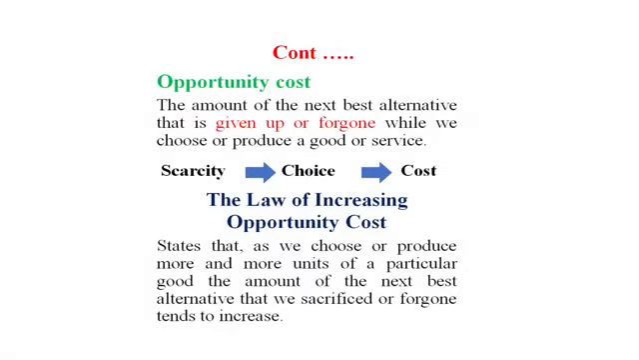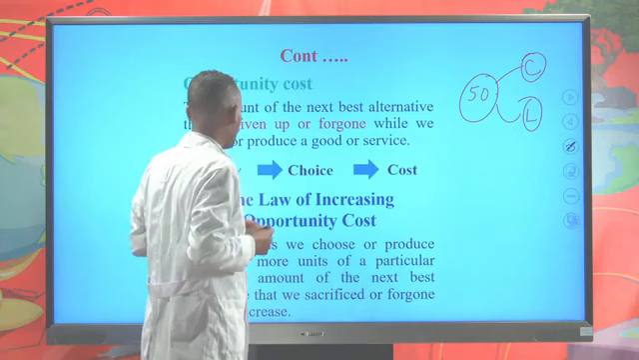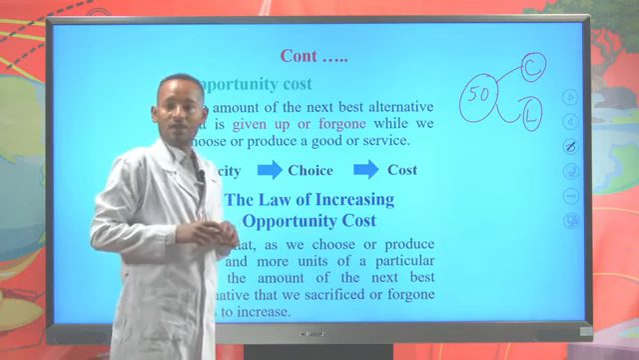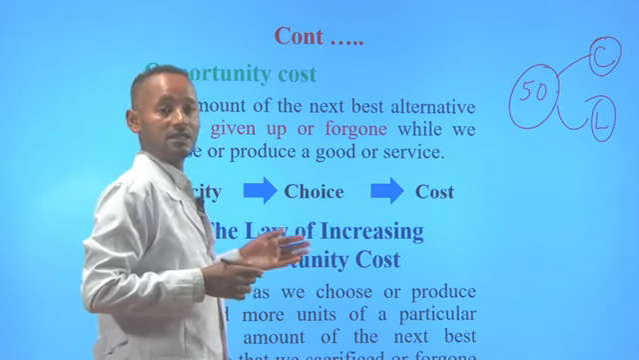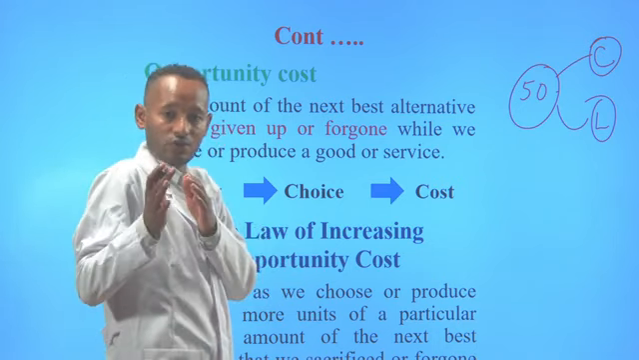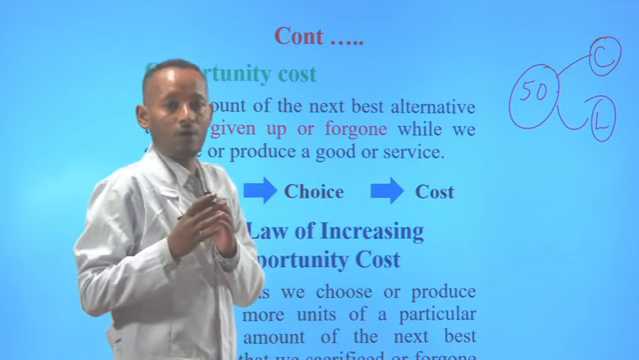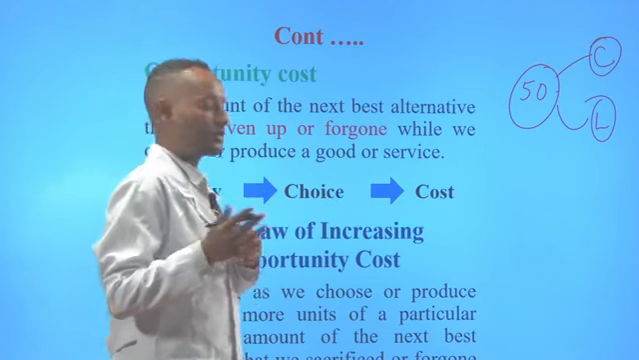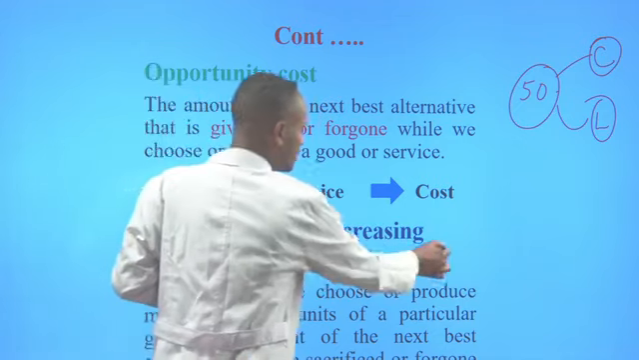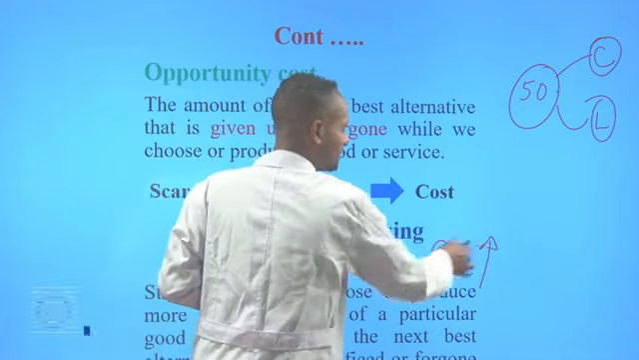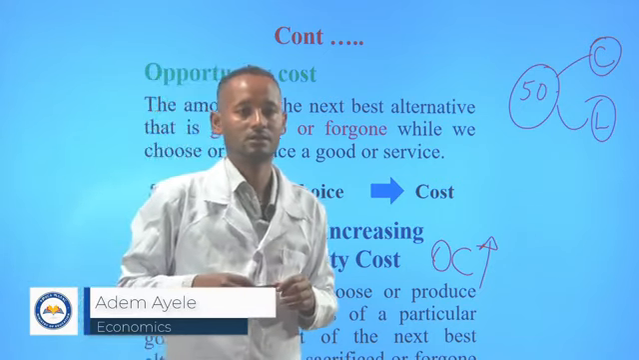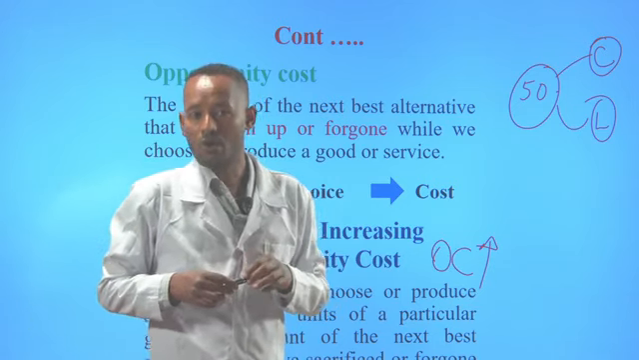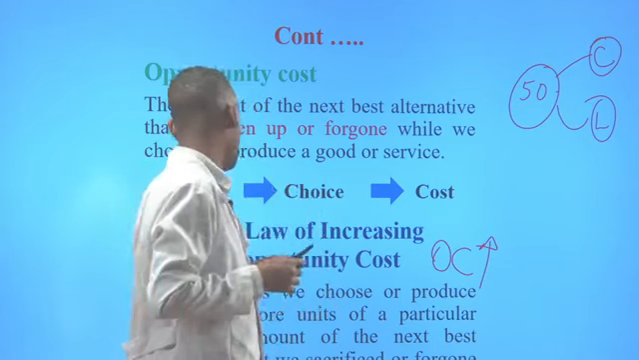Now, under the basic concepts of economics, let's see the law of increasing opportunity cost. The law of increasing opportunity cost states that the amount of the next best alternative that is given up or foregone while you produce or choose a commodity tends to increase. In short, it tells us the opportunity cost of a commodity will always increase.